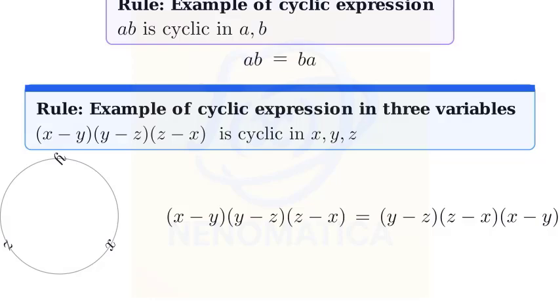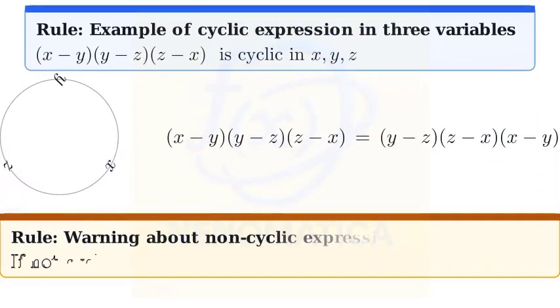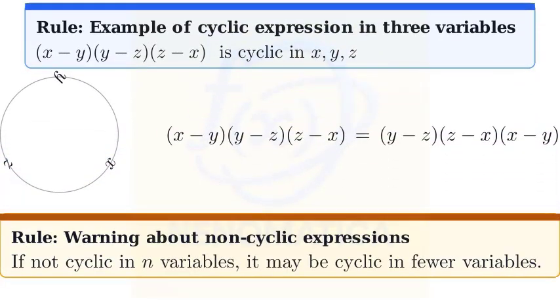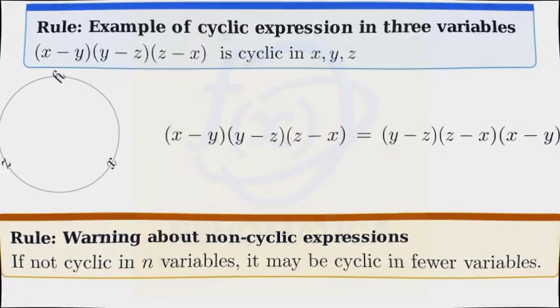Warning about non-cyclic expressions. If an expression is not cyclic in n variables, it may still be cyclic in a smaller set of variables. Step 4. Warning. We often test cyclic symmetry on the variables that actually appear in the expression.